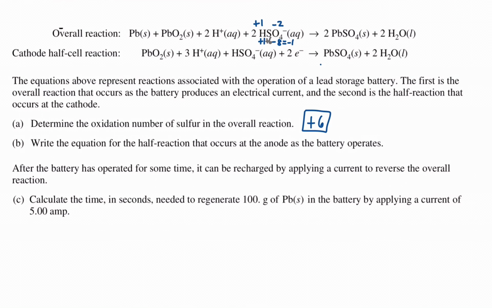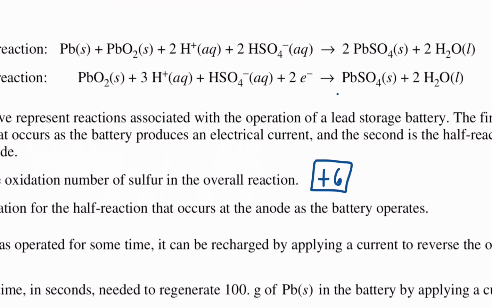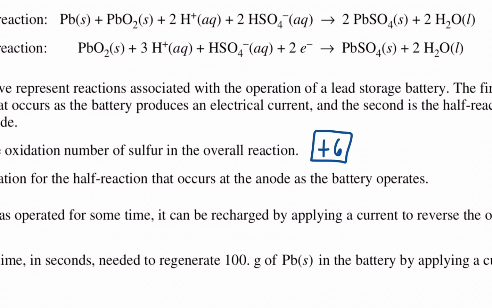Second half, part B, write the equation for the half reaction that occurs at the anode. In other words, what's the oxidation that occurs? So the overall reaction is up above. We need to come up with what the rest of the reaction is going to look like to give us an anode. Anode means we're going to have some number of electrons as a product. There's 2 electrons in the half reaction for the cathode, so there's going to be 2 electrons produced at the anode, so we could start with that.